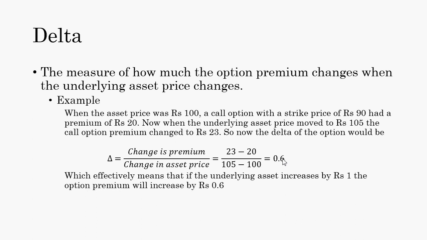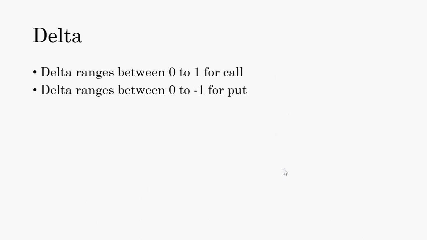So if you look at the delta of this option, the change in premium is 3 rupees where the change in asset price is 5 rupees. So for a 5 rupee change in asset, the premium is changing by 3 rupees. So the delta of this particular option is 0.6, which effectively means that for a change of 1 rupee in the underlying asset, the option premium is going to change by 0.6 rupees. So that is the understanding that we get from the delta measure, and this delta ranges from 0 to 1 for call and 0 to -1 for put.